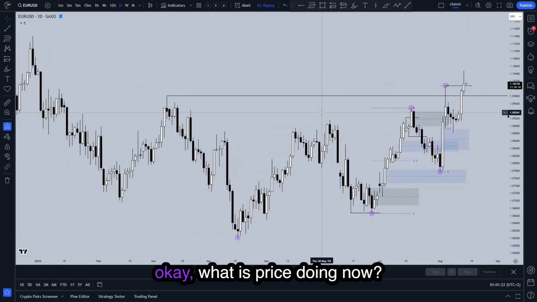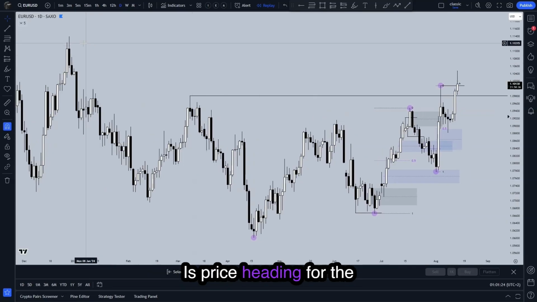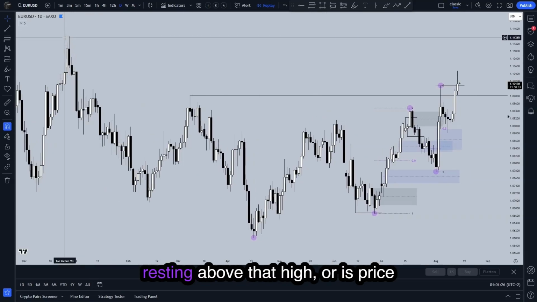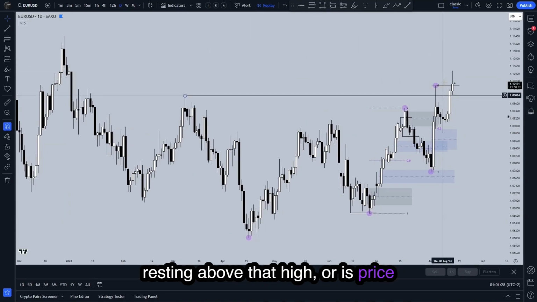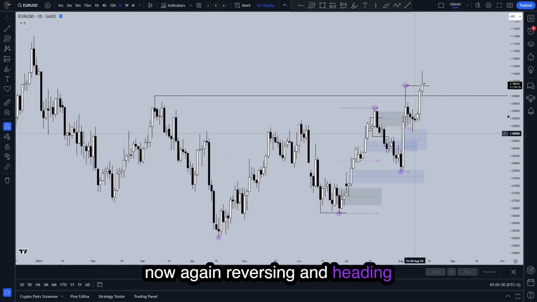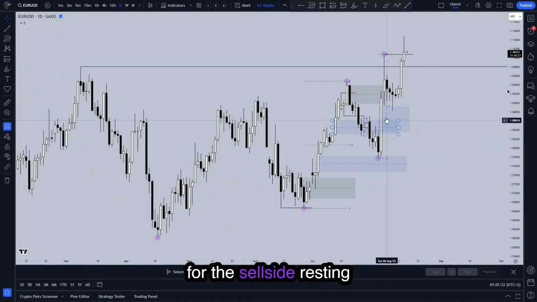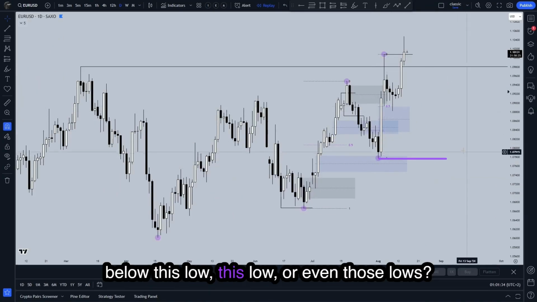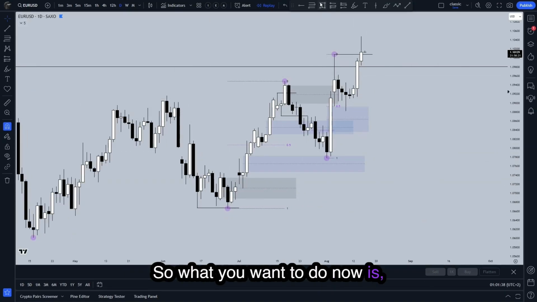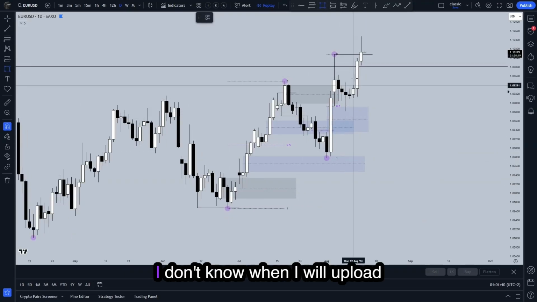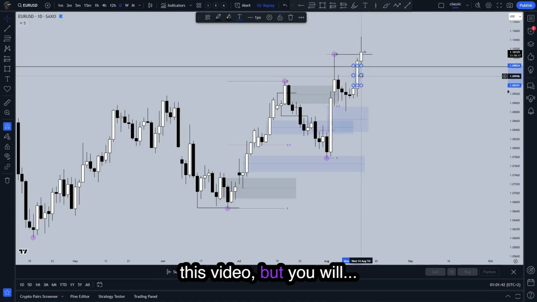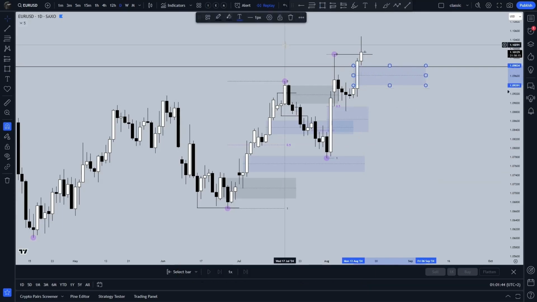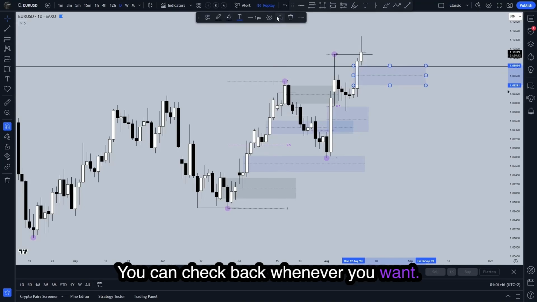And now we have to see, okay, what is price doing now? Is price heading for the weekly buy side here, resting above that high? Or is price now again reversing and heading for the sell side, resting below this low, or even those lows? So what you want to do now is, I don't know when I will upload this video, but you can check back whenever you want.